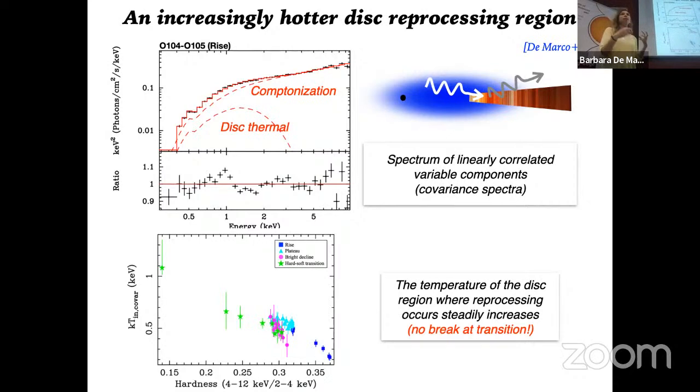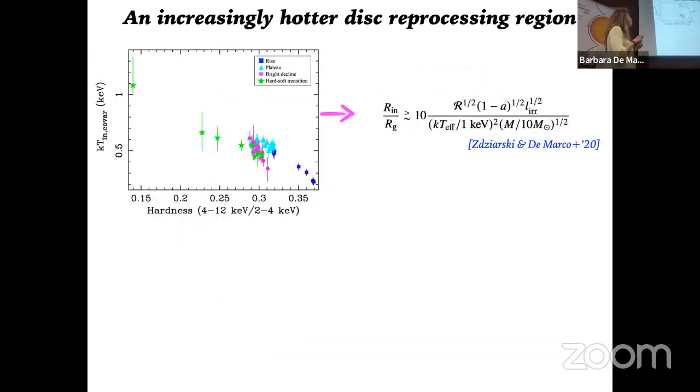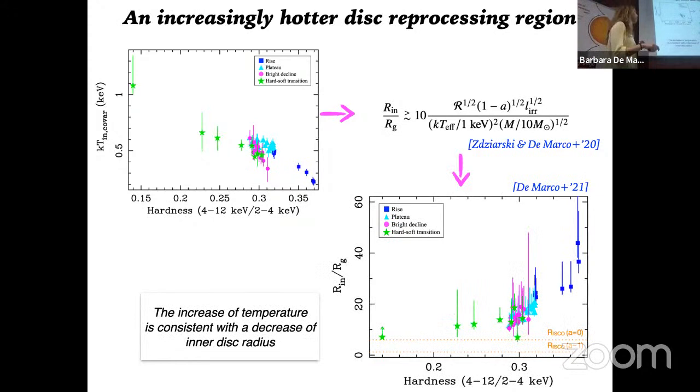So it means that the disk becomes hotter and hotter, which is what you expect if the disk gets closer to the black hole. So from this measurement, it is possible to extract an estimate of the inner radius of the disk. So we did so, and we found that the inner radius of the disk is quite truncated at the beginning of the outburst and stays truncated for most of the outburst until it reaches transition. So at transition, it is consistent with reaching close to the innermost stable circular orbit.